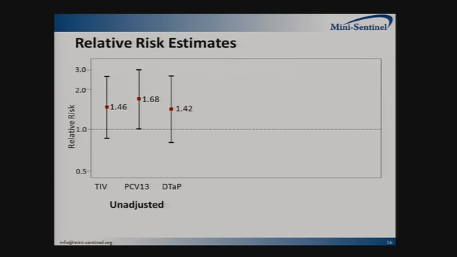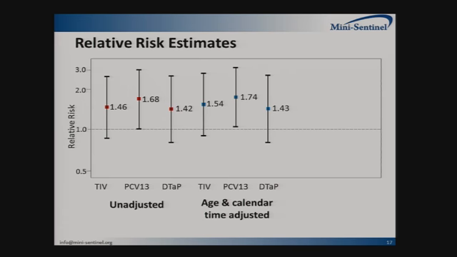And here are our relative risk estimates. As you can see in the unadjusted analysis, each of the incidence rate ratios were above 1. PCV13 was statistically significantly associated with the risk of febrile seizures. When we further adjusted for age and calendar time, the results were similar. PCV13 was significantly associated with the risk of febrile seizures.